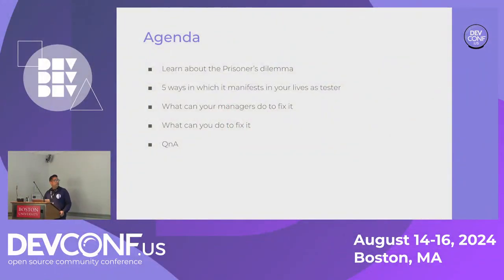All right, so what I'm going to talk about today is there is a game theory concept called prisoner's dilemma. Some of you might know it. And then I'm going to tell five ways in which this concept manifests in our lives as testers. And then there are two ways of not fixing it completely, but at least some remedy. One is the environment, which your managers and leaders can help you. The second is by yourself. And then I'll leave some time at the end for Q&A.